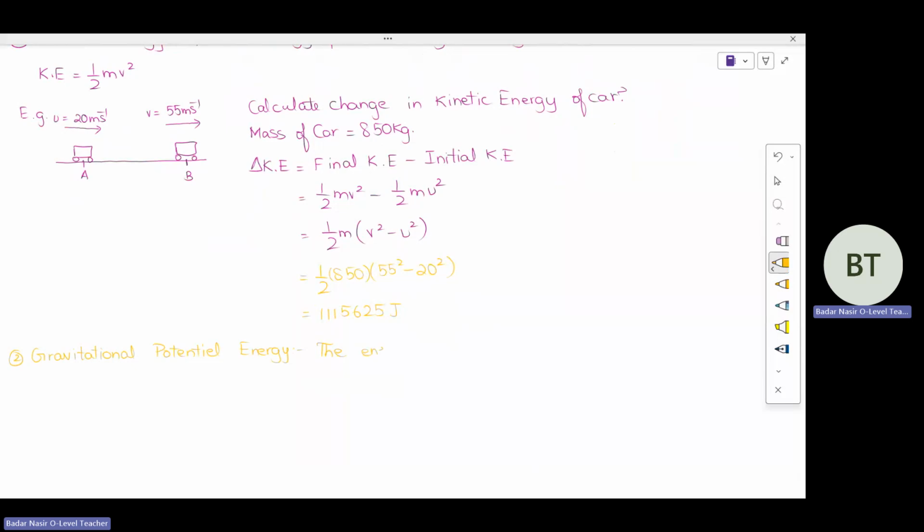Okay, so the energy possessed by a body due to its position. Position means position, or you can say height, in gravitational field. Okay, so this is the definition for gravitational potential energy.